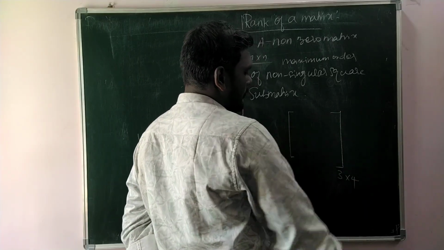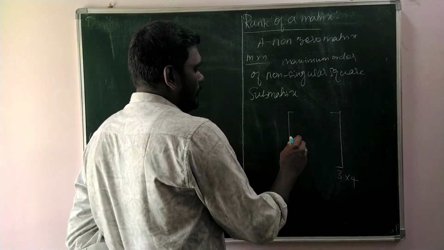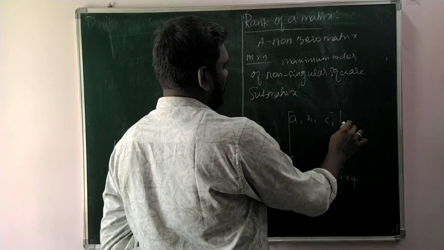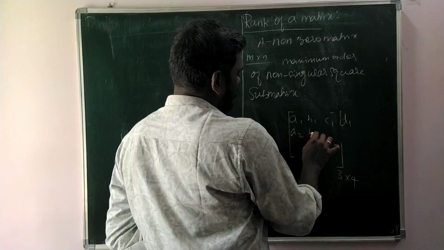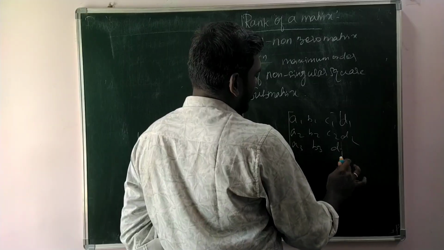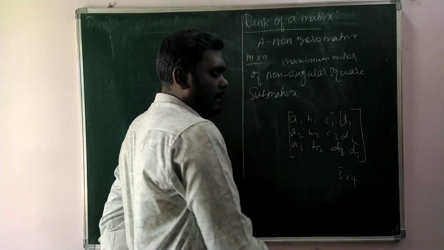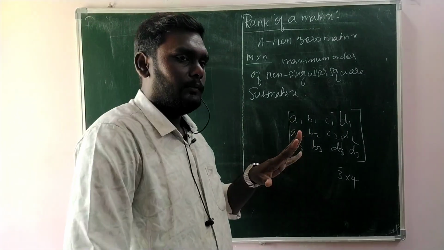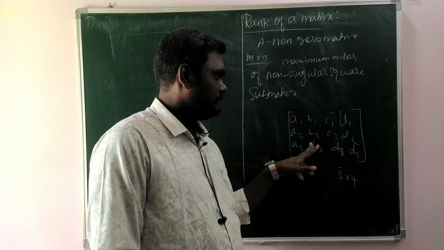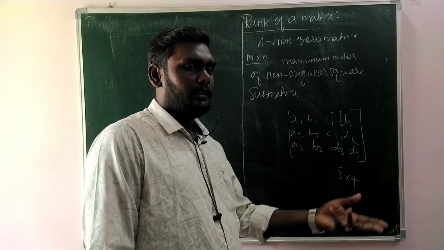For example, you have a 3 by 4 matrix, 3 rows and 4 columns. 3 rows means A1, B1, C1, D1, A2, B2, C2, D2, A3, B3, C3, D3. So it is a 3 by 4 matrix. Is it possible to take a 4 by 4 square matrix here? No, it's not possible. We should take a 3 by 3 square matrix.